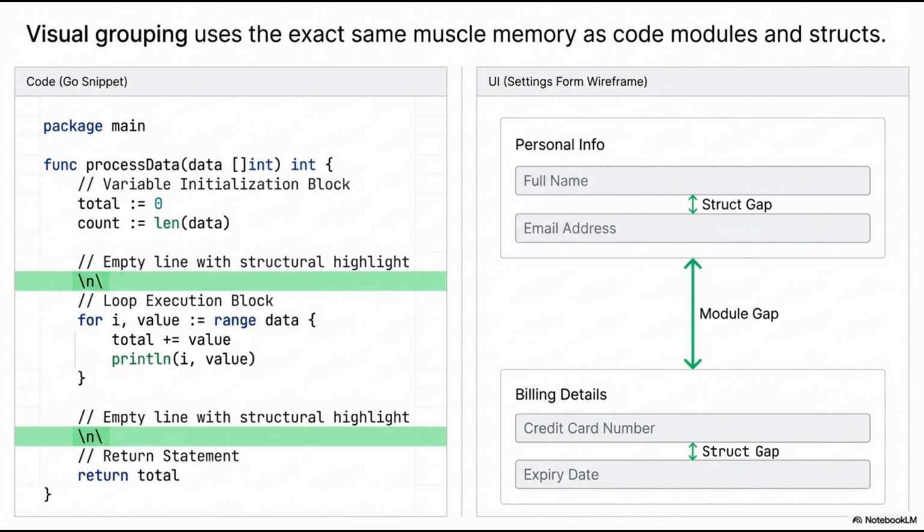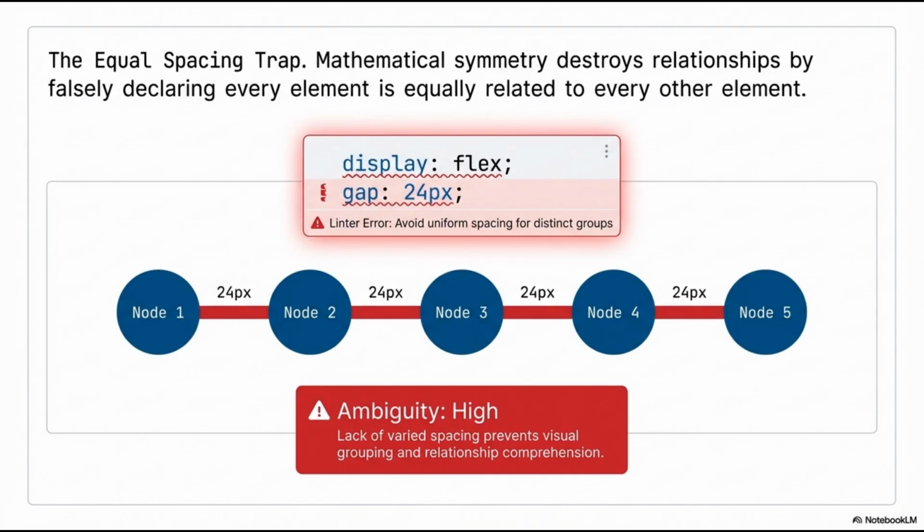So take a standard settings form. A text label and its input field have a tightly coupled relationship. They're the struct fields, basically. Yeah, so they must be physically close. But let's say that form has a personal information section and then a billing details section. Then there must be noticeably more space between those two major sections than there is between the individual inputs inside them. Because that differential in spacing is what actually creates the visual grouping. Exactly. The difference is the key.